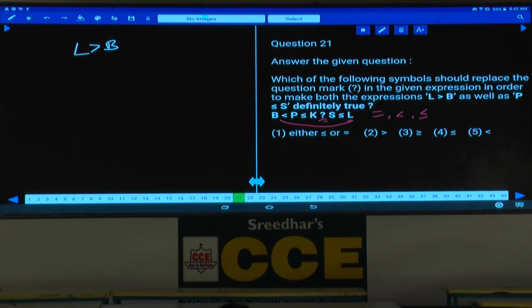Then regarding L and B, and regarding P and S: between P and S, if there is lesser than, it cannot happen. So what is your answer here? Either equal to or lesser than or equal to, that is choice 1 is the answer. Done with this? This is about question number 21, choice 1.